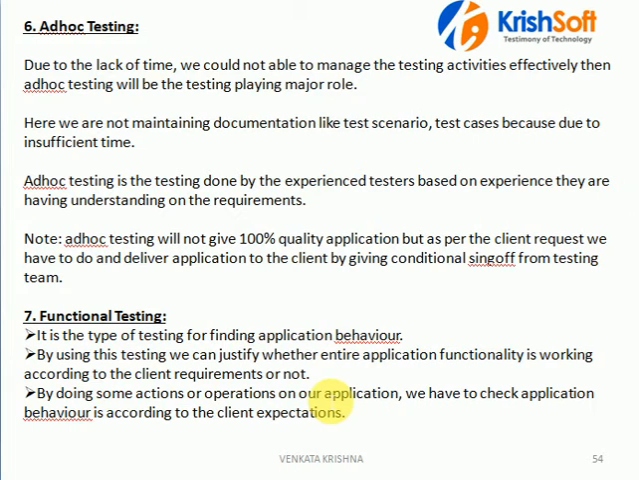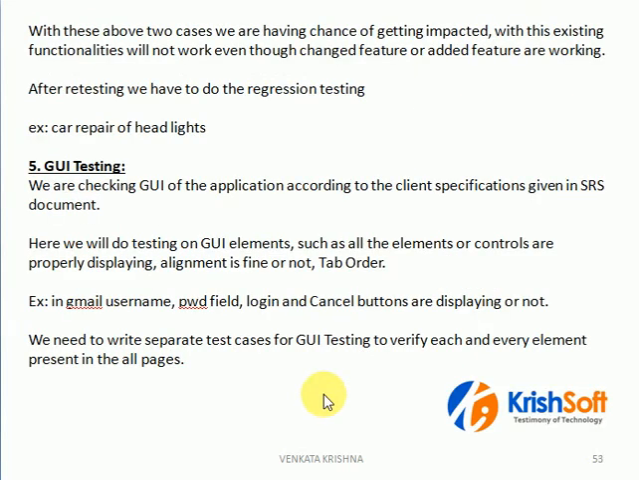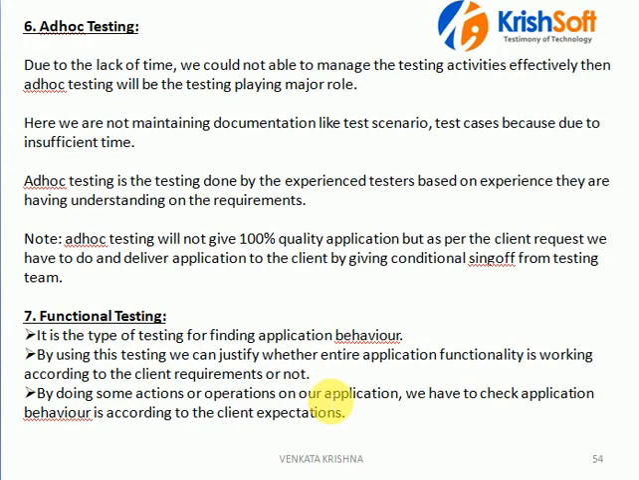There is no proper plan. Whatever they guess, they are going to test on our application. That is nothing but ad hoc testing. So in this video, the previous topic was GUI testing. In GUI testing, we cover each and every element present in our application, whether it exists properly or not. If anything is missing, we report it to the development team for fixing. Along with that, alignment and tab order also need to be covered as part of GUI testing. The second one is ad hoc testing.